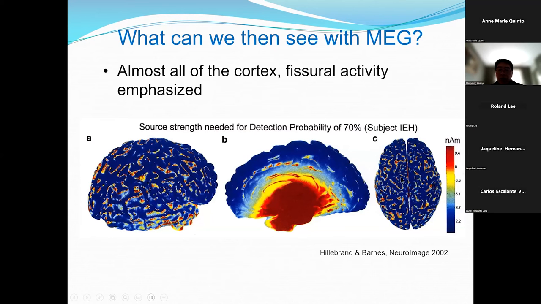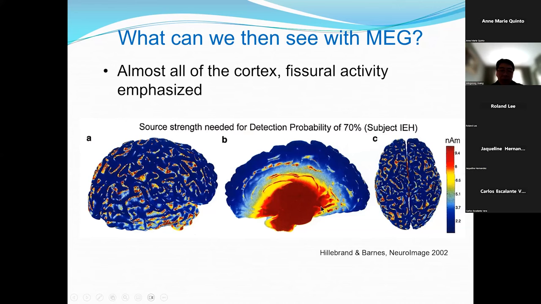Anything shown in blue means if there's a little bit of signal, the MEG sensor will see that. It means MEG is very sensitive to those regions. Anything shown in red means the source has to be super strong for the MEG sensor to pick it up. Now you can see, for almost the entire cortex, shown in blue, MEG is very sensitive to those regions. I think they calculated about 98%.